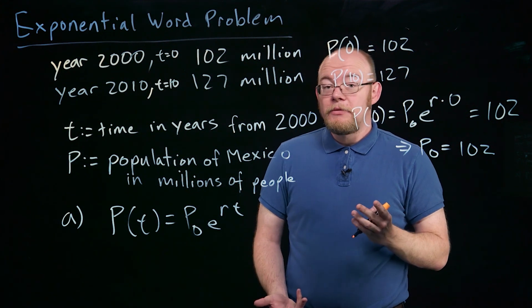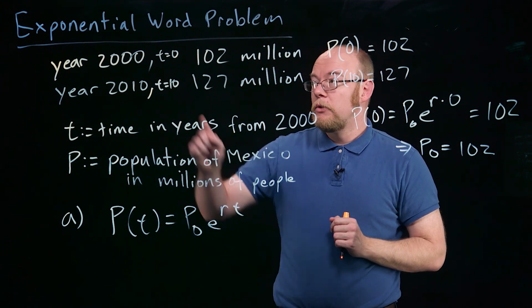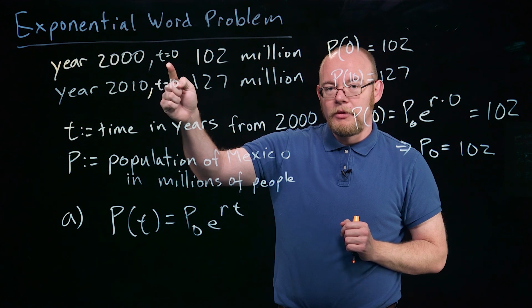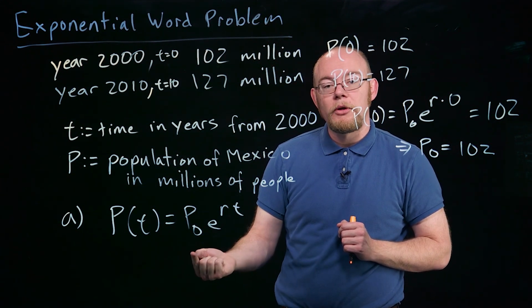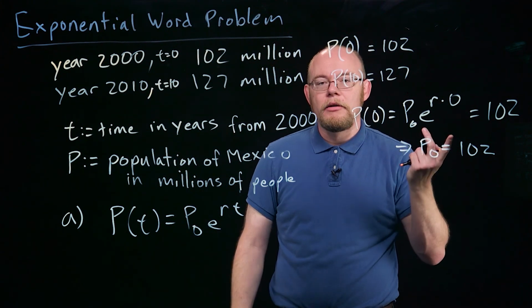Now, this is just a nice feature of exponential models. That is, if you set one of your data points to be t equal to 0, then the output is just going to be this coefficient here, and you can see why there's a subscript 0. It's because it's exactly P of 0.